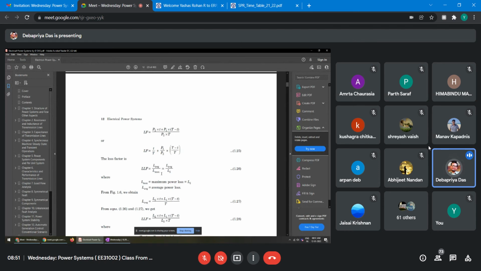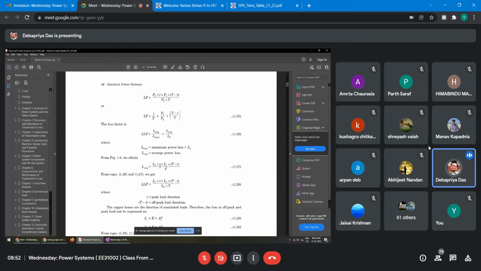Loss factor is L average upon L max, that is L average upon L2, because L2 is the maximum loss. L average will be as before: earlier it was P2 into t for the load plus P1 into capital T minus small t, upon T. So if you find the loss factor, it is L2 into t plus L1 into capital T minus small t, upon L2 into T.